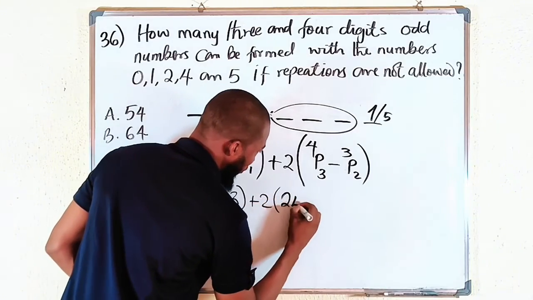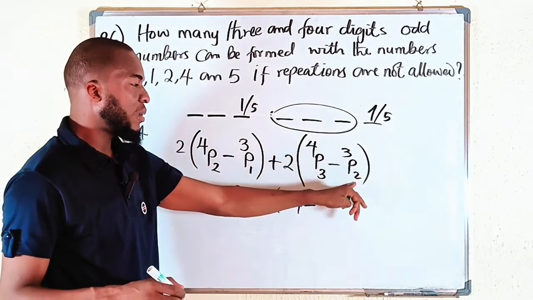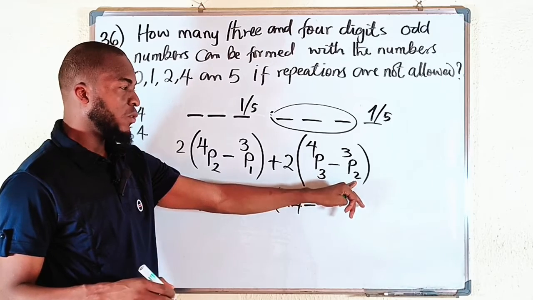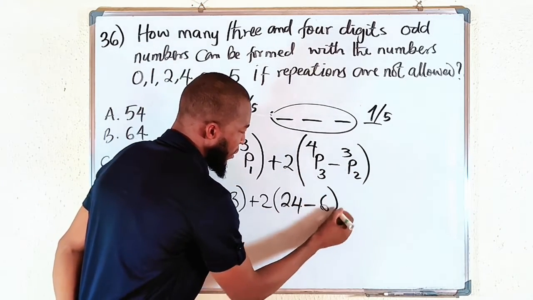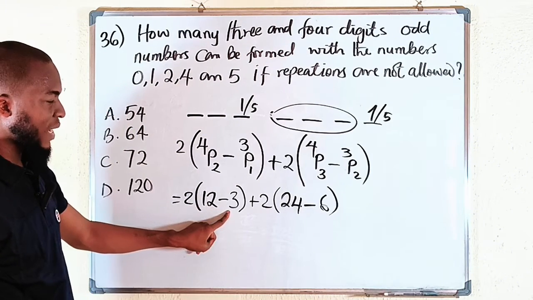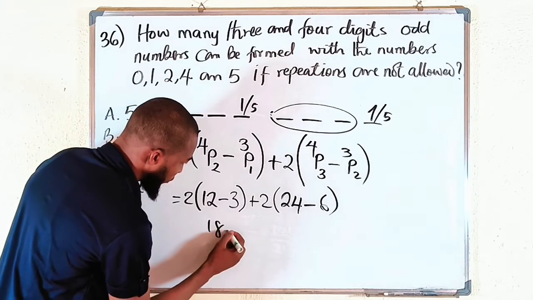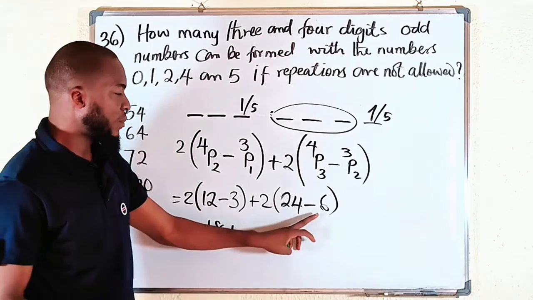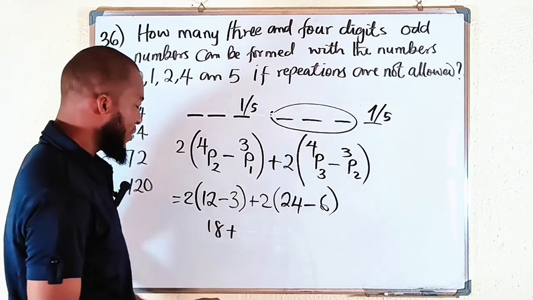So this is 24 minus 3 permutation 2. 3 minus 2 is 1, so it will be 3 times 2, which is 6, right? All right. This minus this is 18. And 18 times 2 is 36.